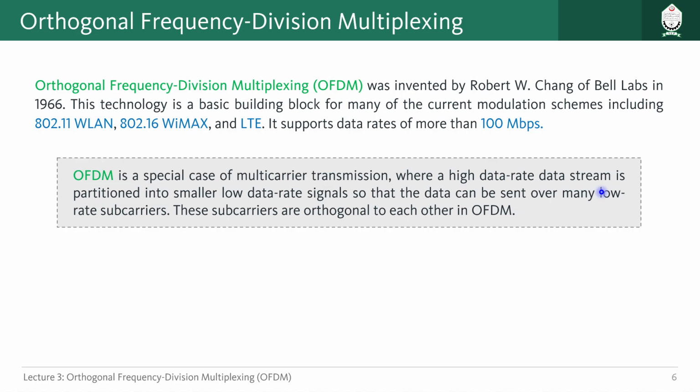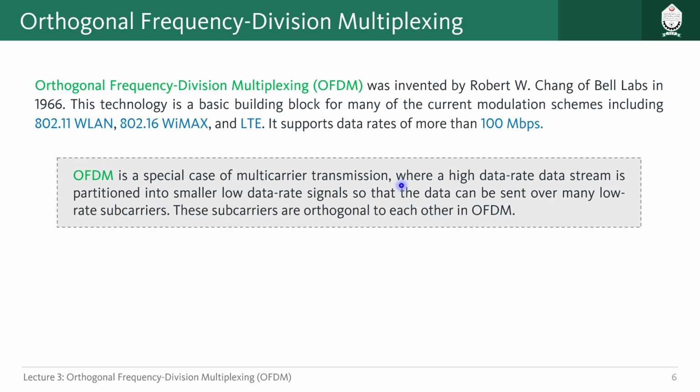Okay, so from a high data rate signal to multiple low data rate signals, and for modulating them we have multiple low data rate subcarriers. So this is basically the idea of OFDM, and obviously as there is something called orthogonal in the name, all these subcarriers should be orthogonal to each other in OFDM.